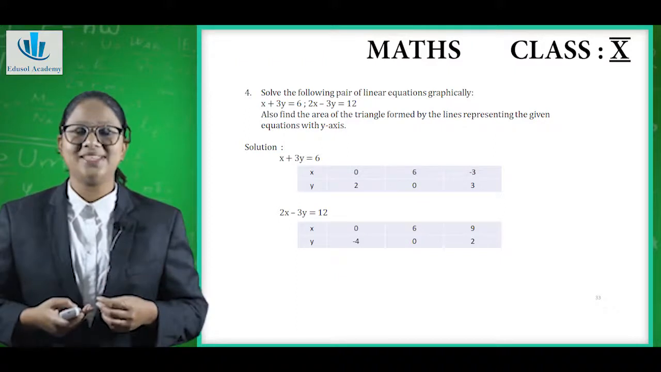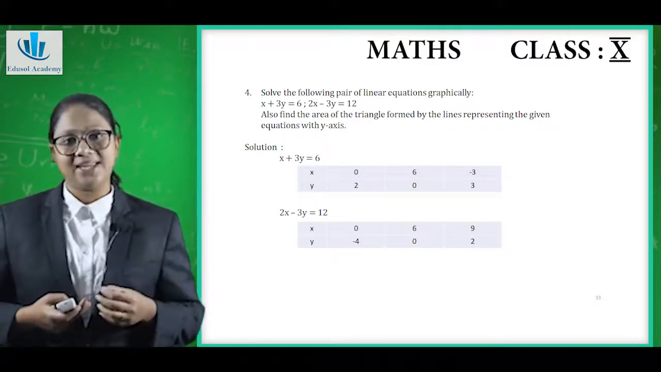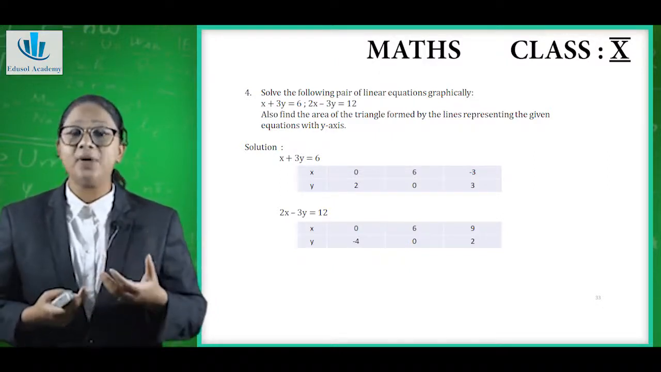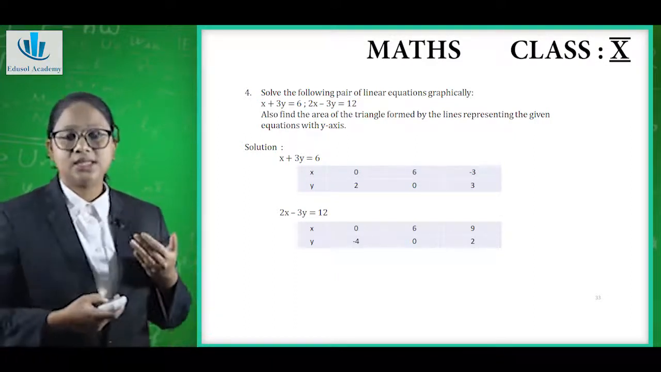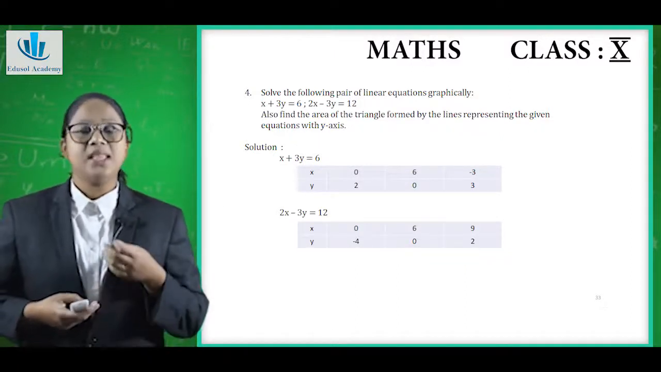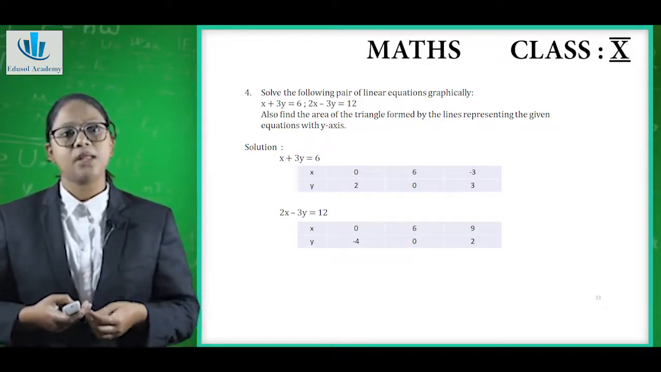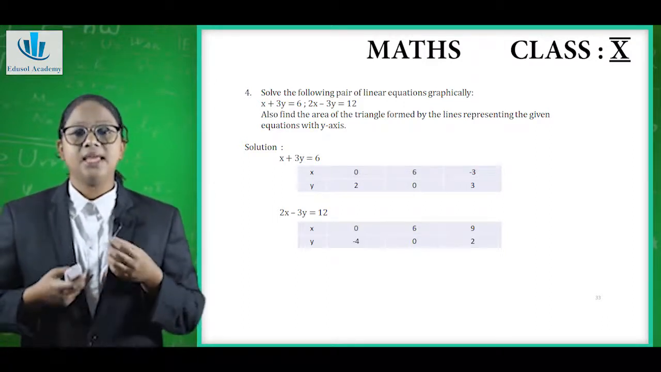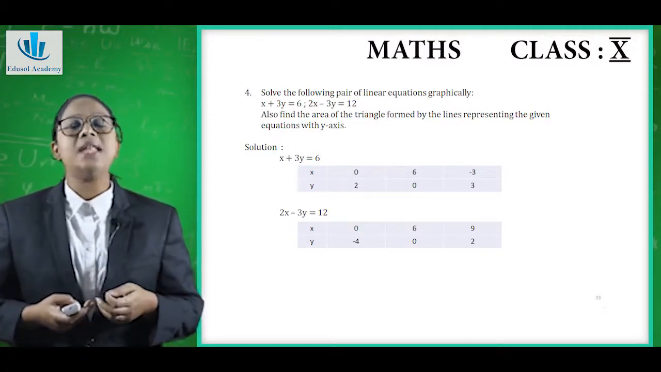Now comes the next question. Solve the following pair of linear equations graphically. They had specified graphically. So we know how to draw a graph. We have to tabulate 3 values of x and y for each equation. You may take a look at the values here. For x plus 3y is equal to 6, the values are 0, 2, 6, 0 and minus 3, 3. Now for the next equation, 2x minus 3y is equal to 12, the values for x and y are 0, minus 4, 6, 0 and 9, 2.